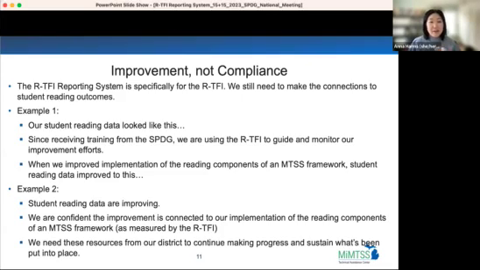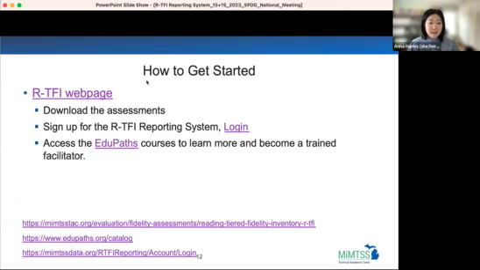One thing I want to point out, because this system only contains the RTFI data, is that with this type of assessment, sometimes people get the notion that this is a tool about compliance. It's about taking the scores. It's about demonstrating that I'm making improvements on the RTFI over time. What we hope is that if people are using the RTFI reporting system, folks like you all are going to help make the connections to the student reading outcomes. So I've got a couple examples here of data stories that you might tell that connect your RTFI data with your student outcome data. You can go back and look at those.